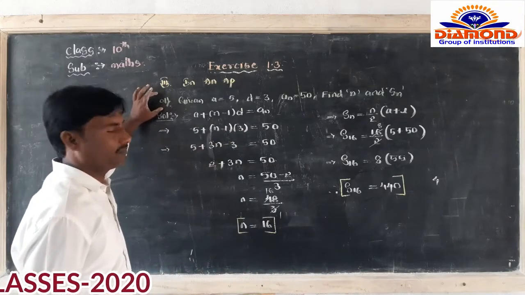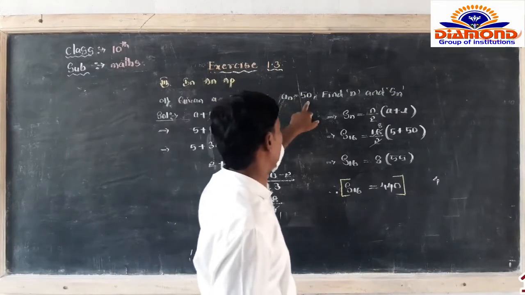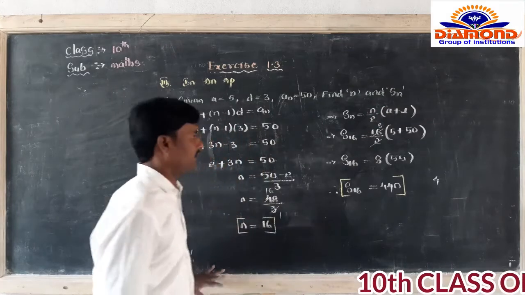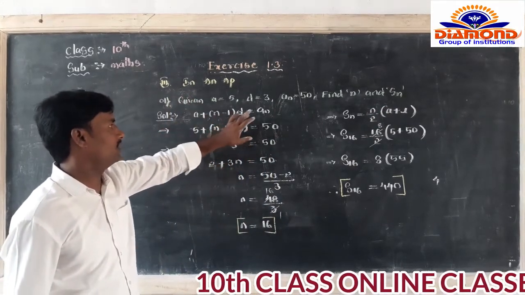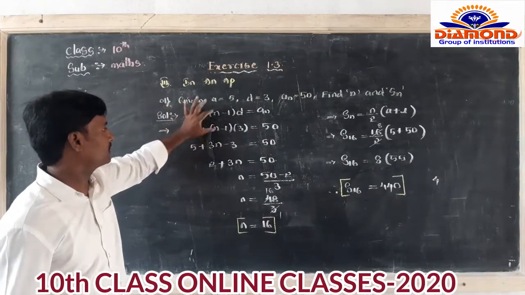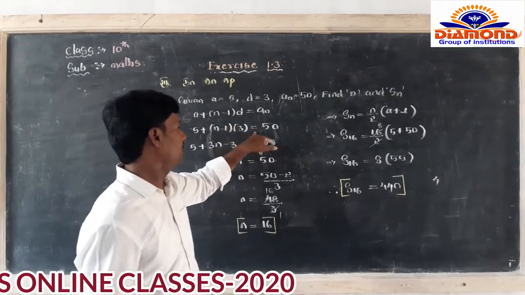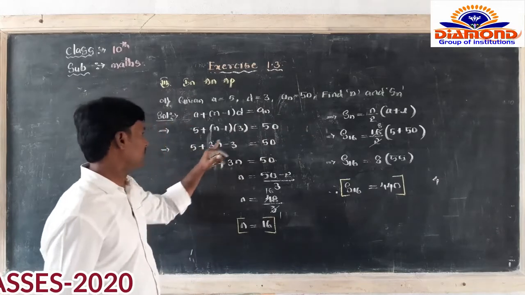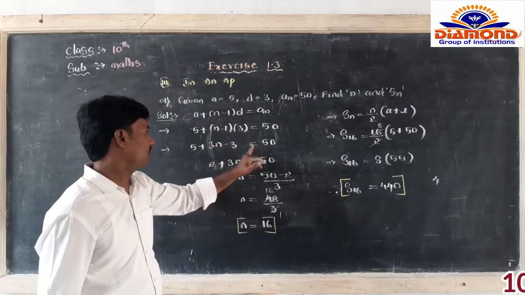So look at the board one more time, dear students. Question number 1 is: given a is equal to 5, d is equal to 3, an is equal to 50. Find n and Sn. So we are finding n first, dear students. a plus in the bracket n minus 1 bracket close d is equal to an. So substitute the values: a value is 5 plus n minus 1, common difference is 3, is equal to 50, because the common difference is given. So next, 5 as it is plus 3n, and minus 3 into 1 is 3, is equal to 50.